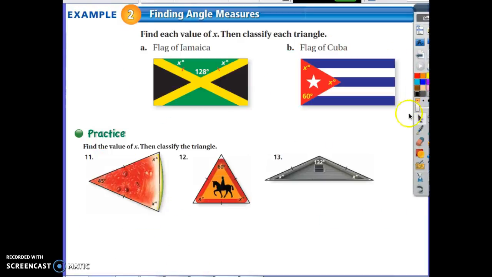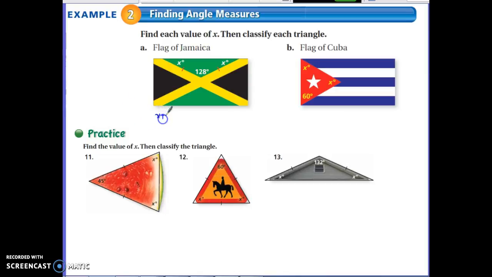On our last slide, we're going to go ahead and find the value of each of the variables. In letter A on example 2, we've got two missing angles, but notice they are the same thing. The first reason we know they're the same is because they're both labeled the same. And the second reason is because this green triangle is isosceles. When we look at those two red marks, we see that those two sides are the same, which means the angles have to be as well.